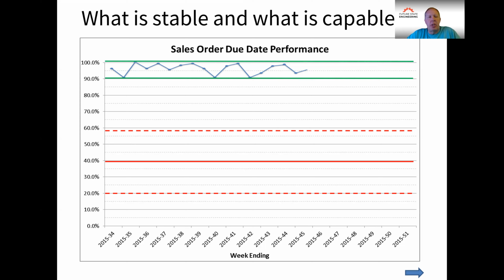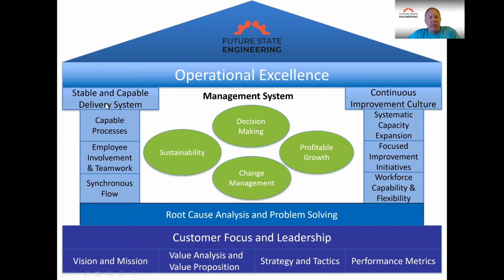The first step is always to achieve stability. The second step is to achieve capability. So if I go back to the House of Operational Excellence, then this first pillar is to achieve that stable and capable delivery system. In the next session, we'll talk about what is synchronous flow and how to achieve synchronous flow.